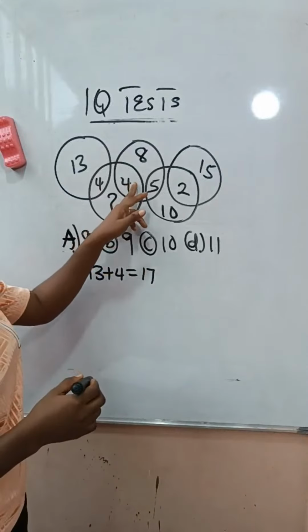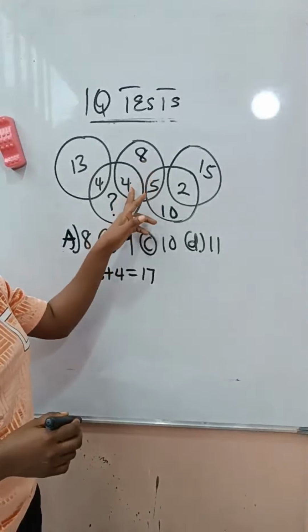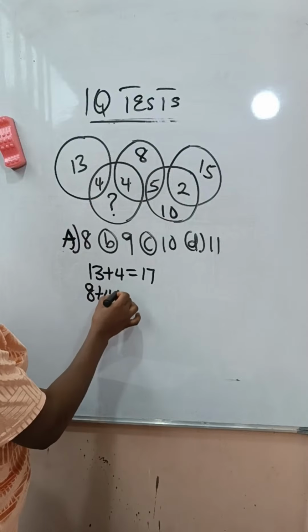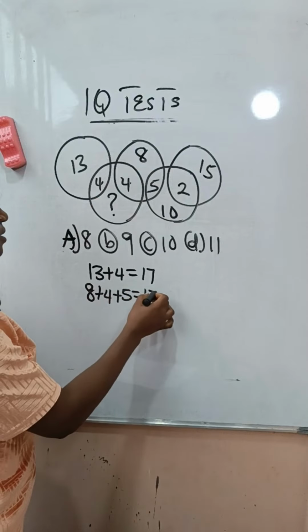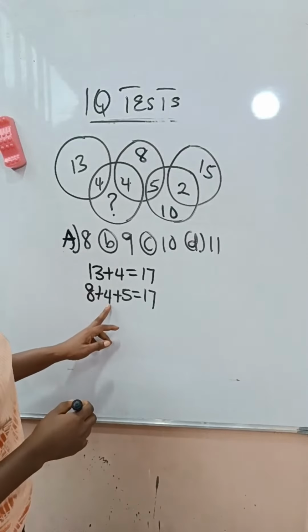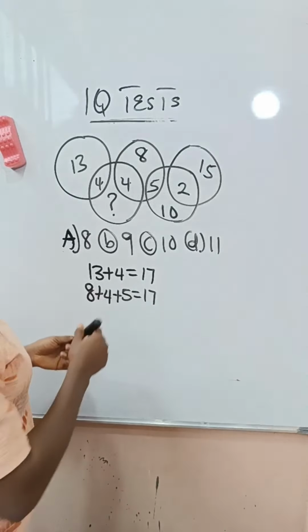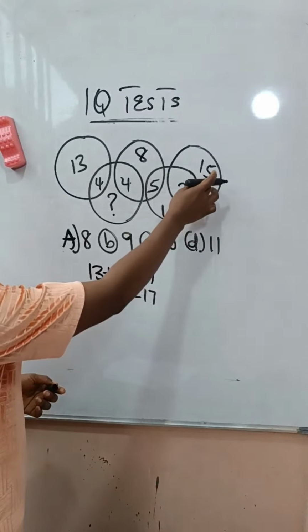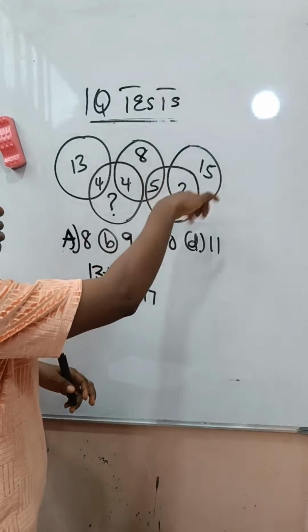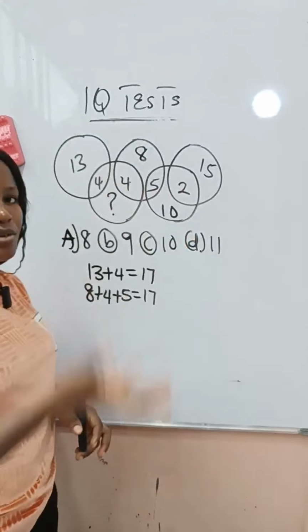Now, let's look at the second circle. You see 8 plus 4 plus 5. And that is 17 as well, right? Because 8 plus 4 is 12 and 12 plus 5 is 17. For the third one it is the same thing, 15 plus 2 is 17. And for the ones inside, 5 plus 2 is 7, 7 plus 10 is still 17.